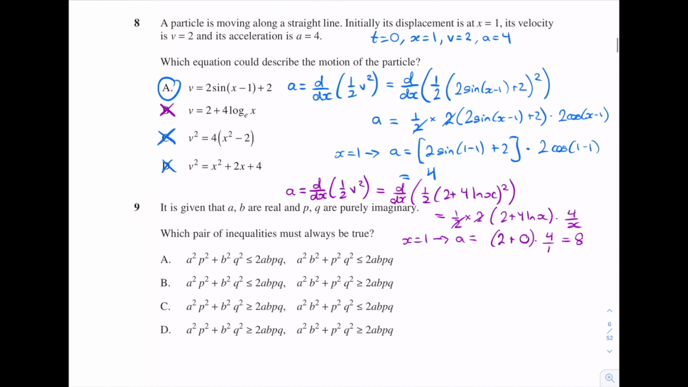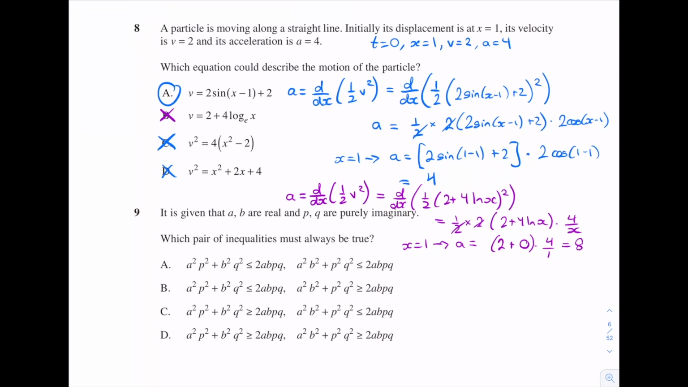So that one, maybe there's a quicker way of doing that, and if someone does see a quicker way, please let me know in the comments, because that's quite a bit of work for just 1 mark.